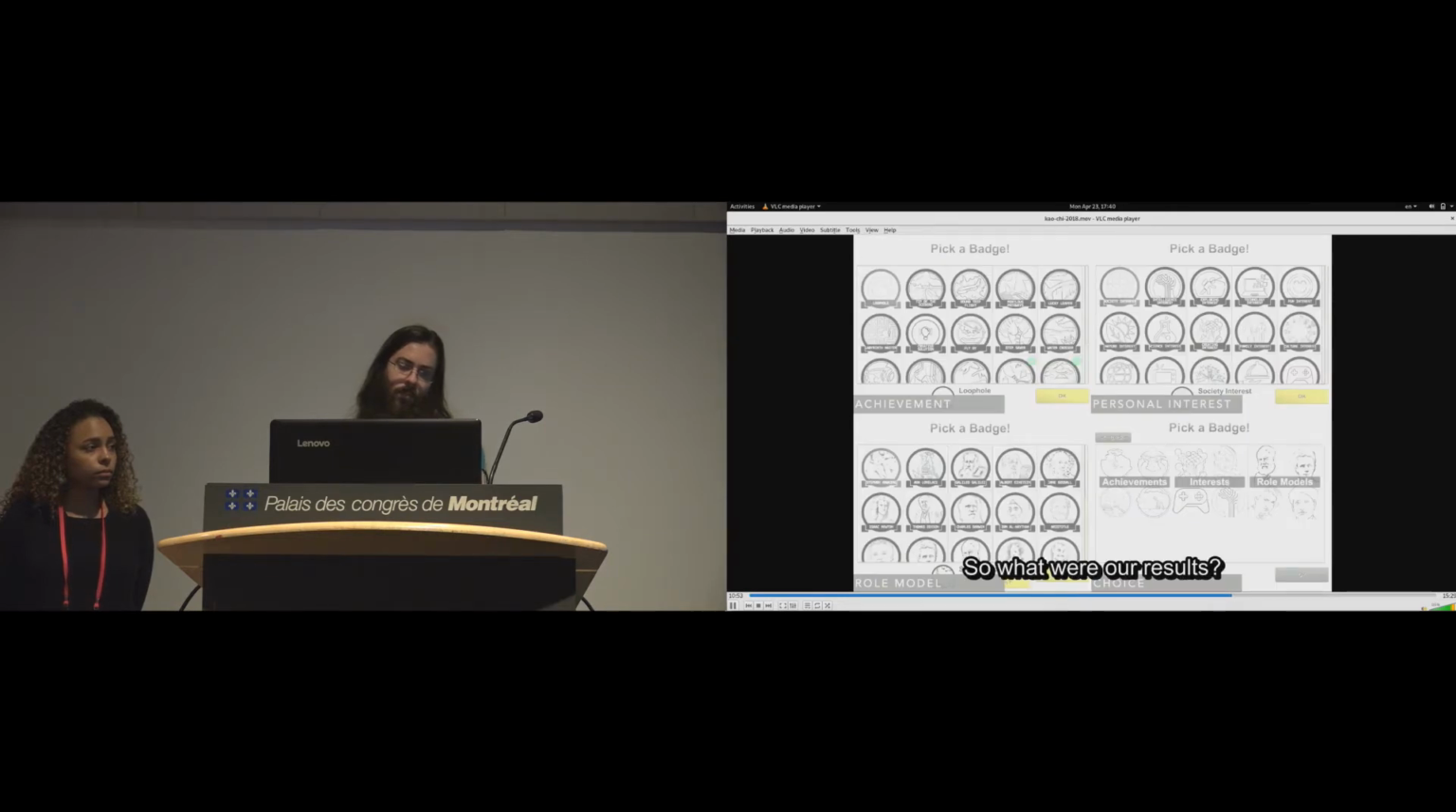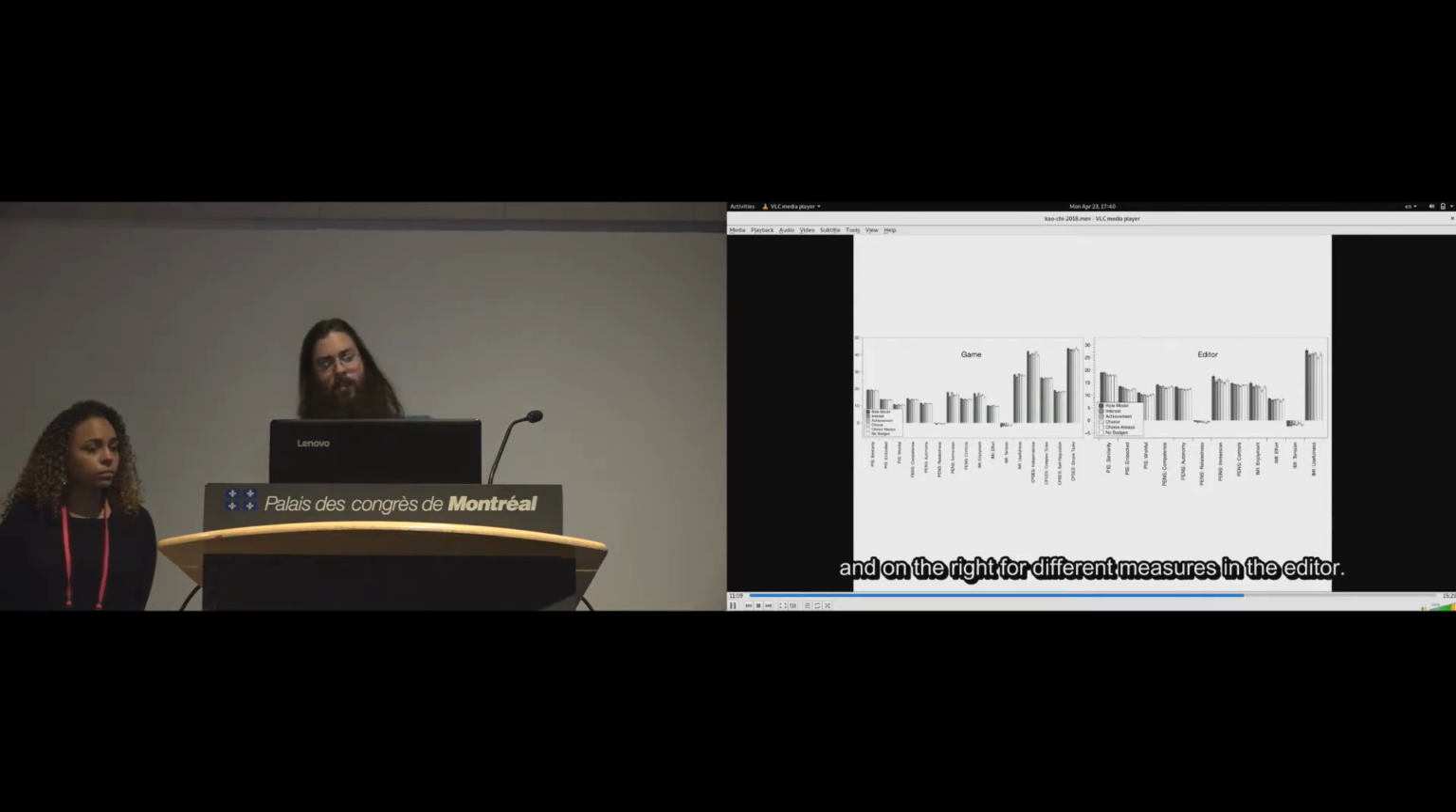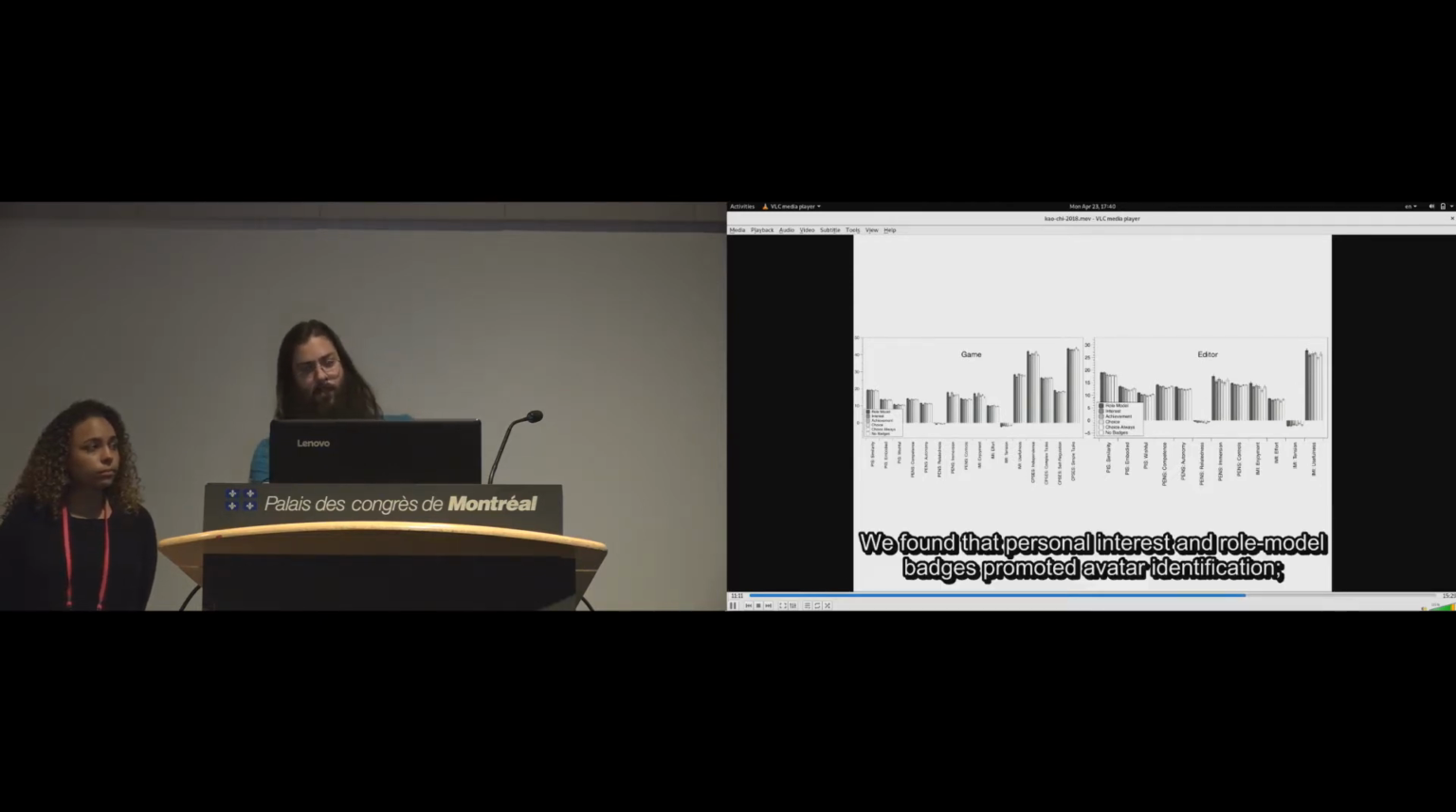So what were our results? For badges, and before beginning, I should mention that overall the choice condition was not very beneficial, possibly because it just resulted in too many possible choices. So on the left-hand side, we have a graph for different measures in the game, and on the right, different measures in the editor. We found that personal interest and role model badges promoted avatar identification.